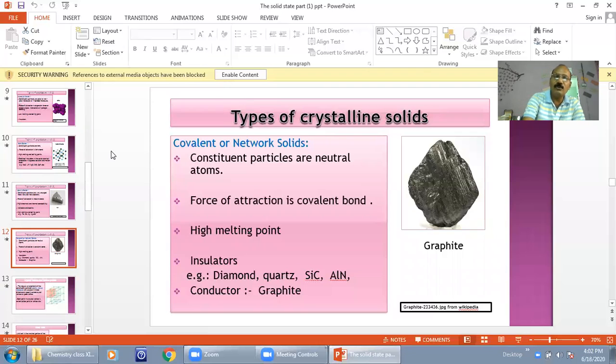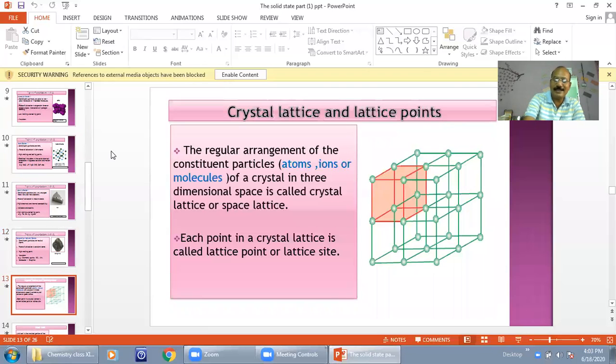Dear students, now we will switch over to the next point, that is crystal lattice and lattice points. Now you are observing this NaCl crystal. The speciality of the NaCl crystal is that one Na positive ion is surrounded by 8 Cl negative ions, whereas one Cl negative ion is surrounded by 8 Na positive ions.